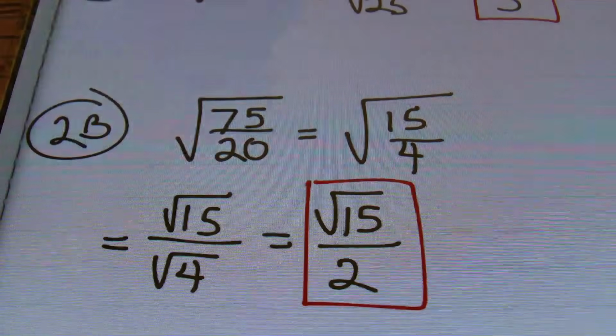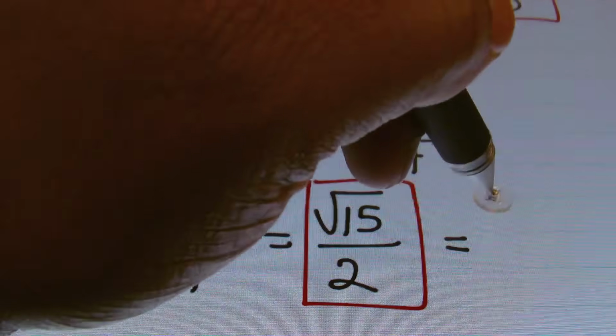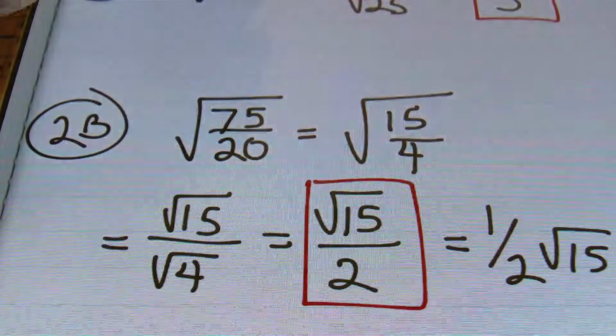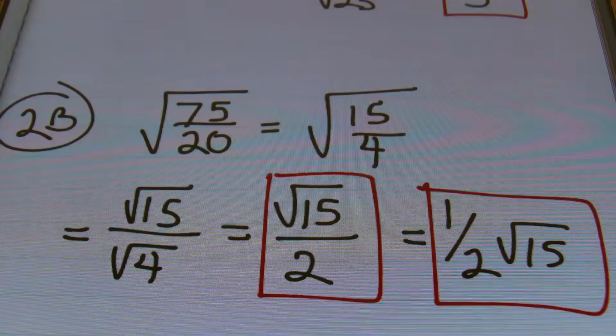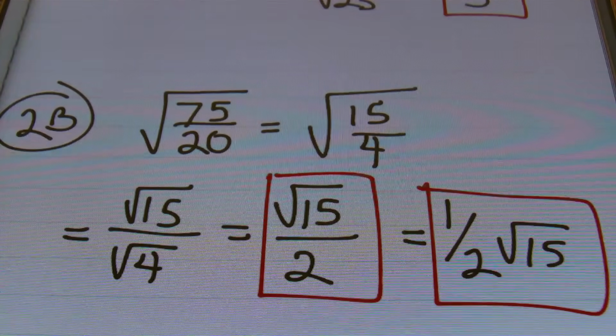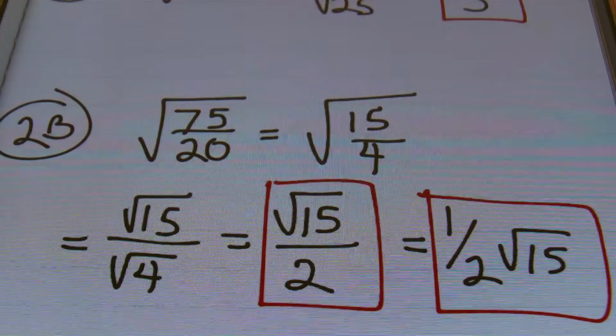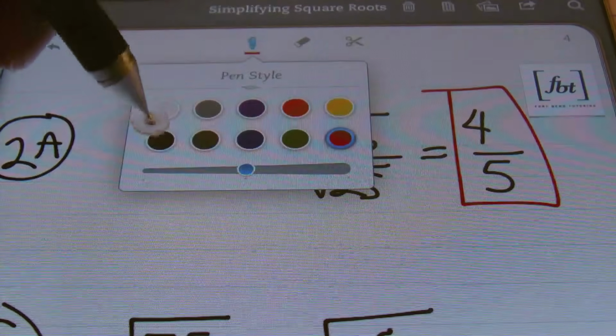Done and done. I will tell you this, ladies and gentlemen, that you could write this another way. You could write it as 1/2 the square root of 15. But the first method was just fine as well. So unless you want to try to be fancy here, you can write it either way. Square root of 15 divided by 2, or you can say 1/2 square root of 15. Either way is cool. All right, so that does it for 2b. Let's keep it moving.